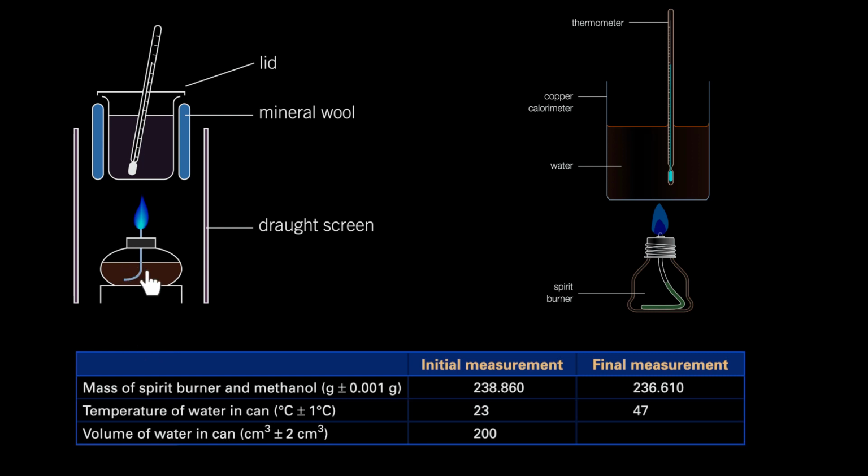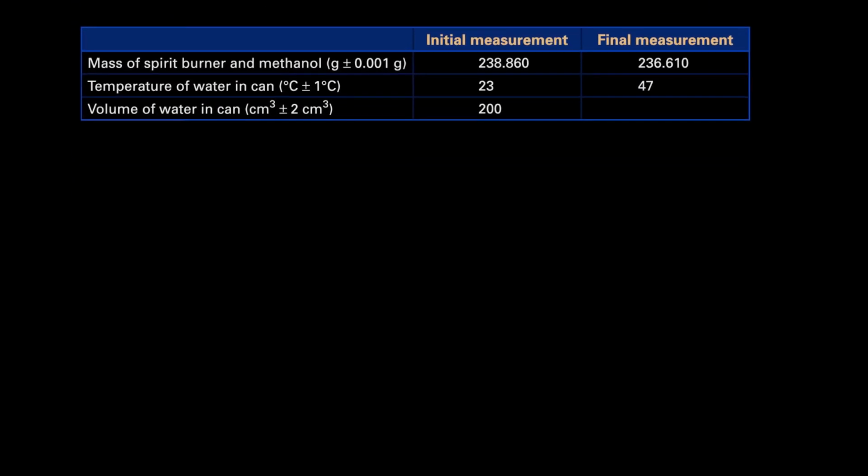The mass of the burner plus methanol initially, and the final mass. The difference is the mass of methanol burnt. The temperature of water before the experiment was 23, and when the reaction was stopped, it was all the way up to 47. And the volume of water used, or the mass of water used, was 200 grams. So how do I use this information?